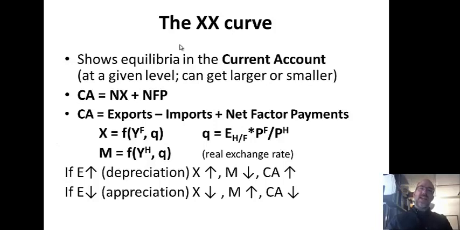All right, so every point on the XX curve is one possible equilibrium in the current account. It does not have to be a current account of zero. It's just whatever level. It could get larger or smaller. And so you can watch what happens whether the current account grows or shrinks because of the policy.